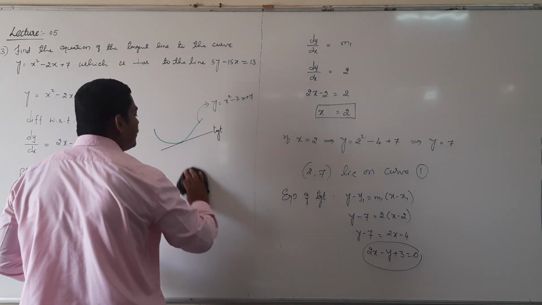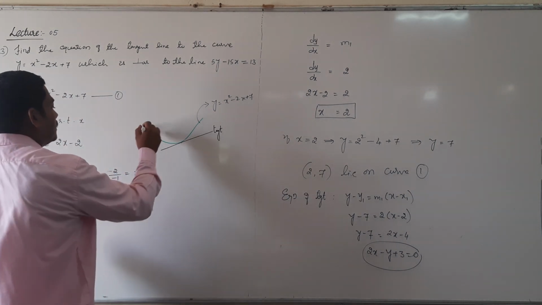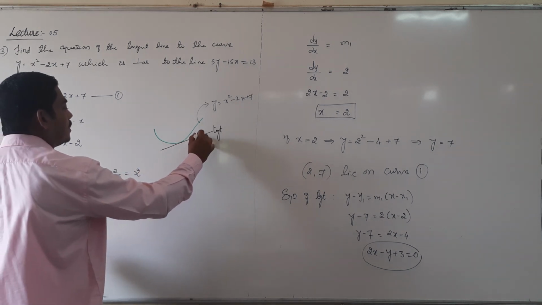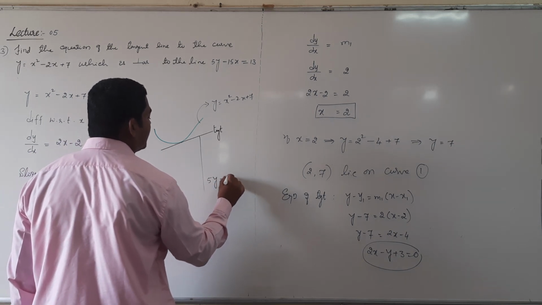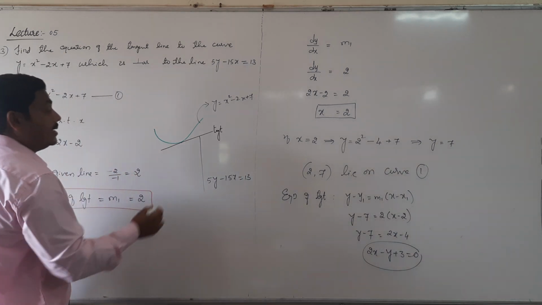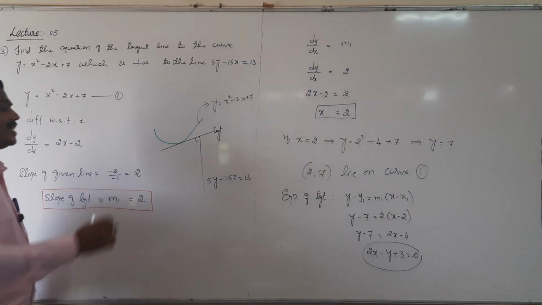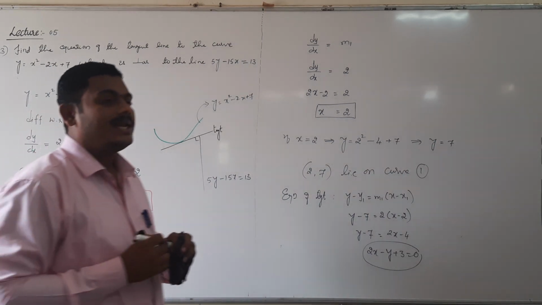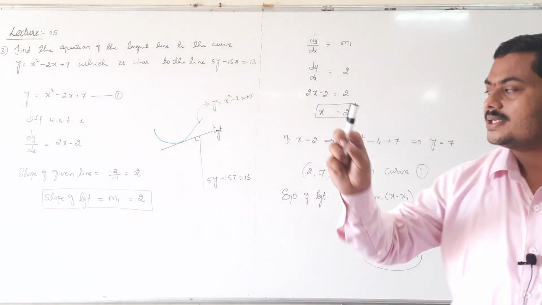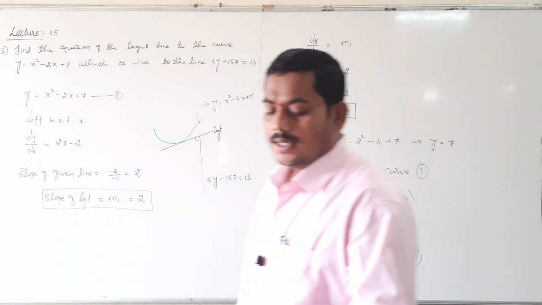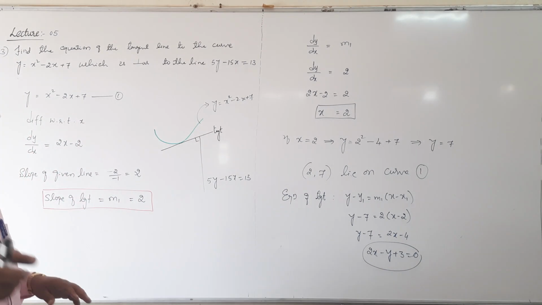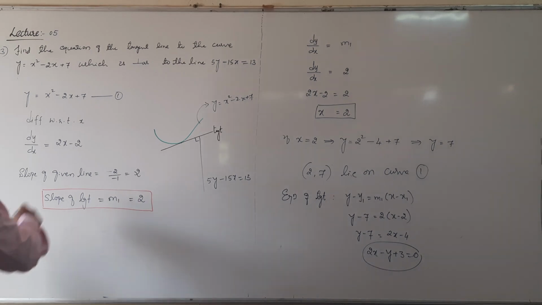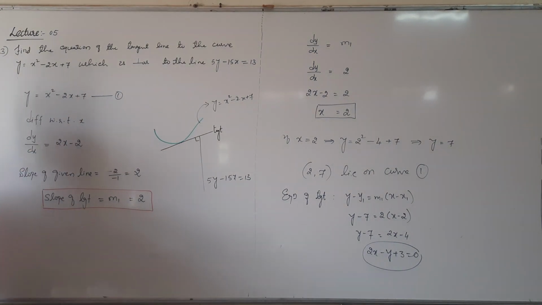In this case, what they have given is this given line whose equation is 5y minus 15x equal to 13. Clearly our tangent line is perpendicular to the given line. In this case also we need to find its slope and one point, then write its equation. Differentiate the given curve with respect to x, then you get 2x minus 2 only. What is the slope of the given line in this case?